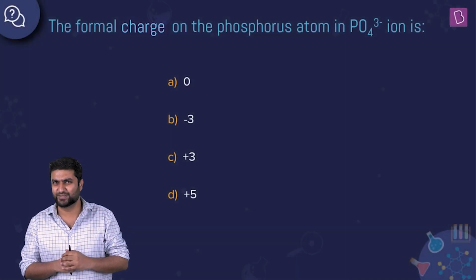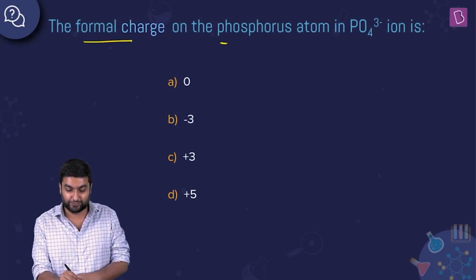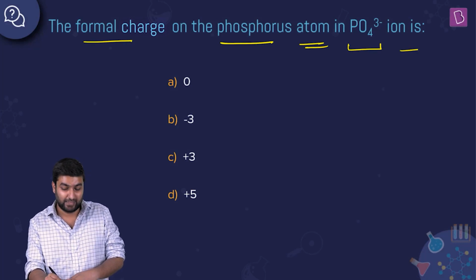All right, let's look at this question. Let's see what we have. It's saying: the formal charge on the phosphorus atom in the PO4 3- ion is what?